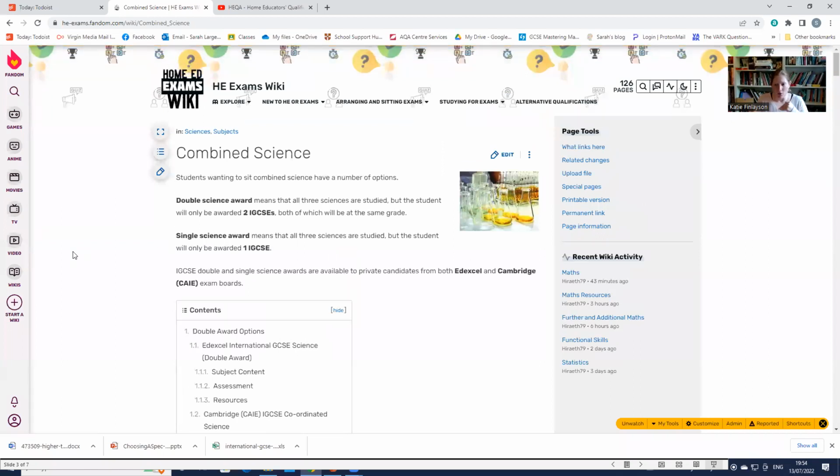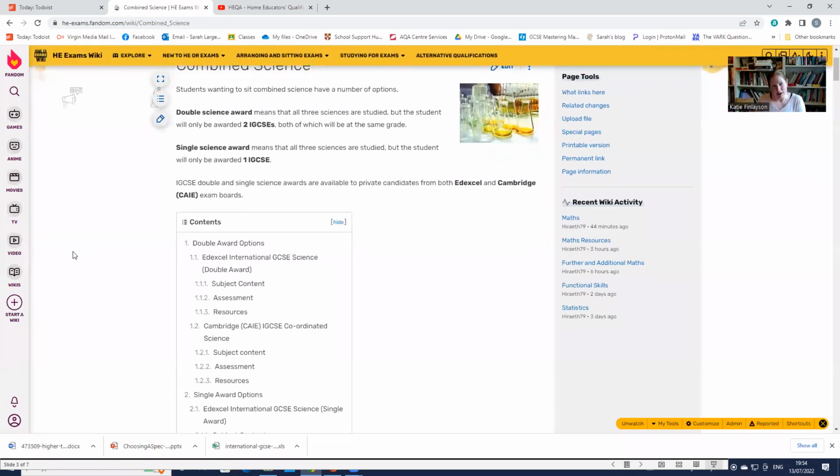So depending on what grade you're expected to get, the schools will put you in for either foundation, which has more limited content and more straightforward questions, or the higher, where you can get the higher grades, but it's more content and more complicated questions.